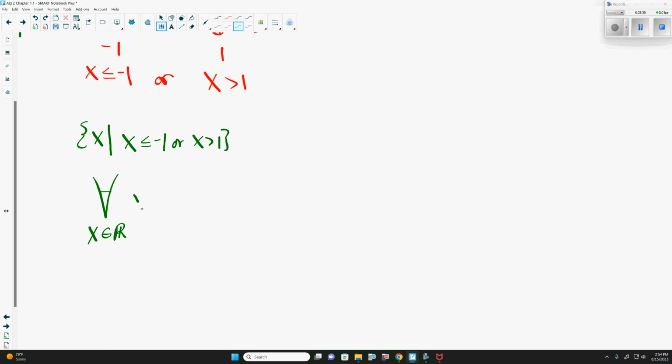Such that x is less than or equal to -1. And this v is actually another way to say or. If you flip it, it looks like a little tent, and that is and in proof statements. So for all x in the real numbers such that x is less than or equal to -1, or x is greater than 1. Above and beyond.